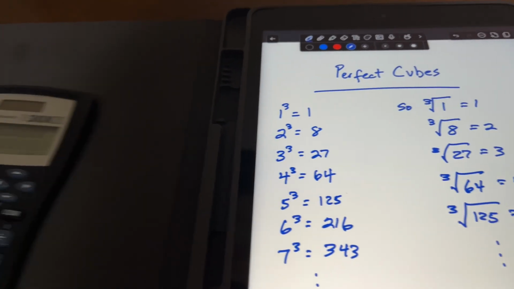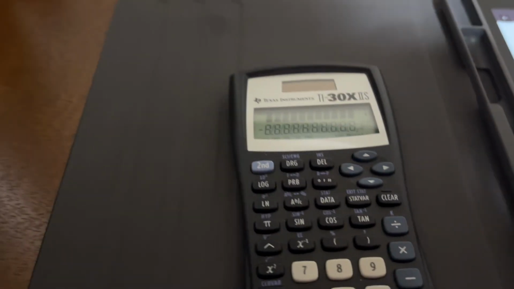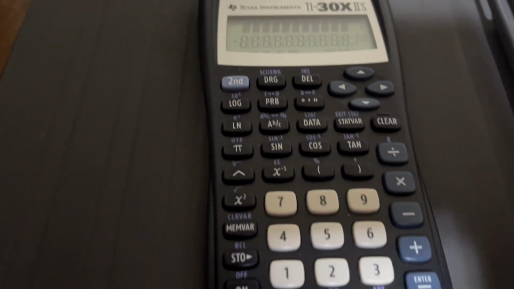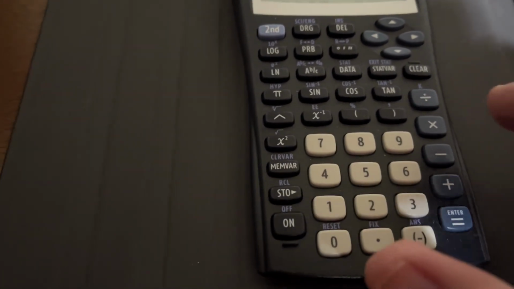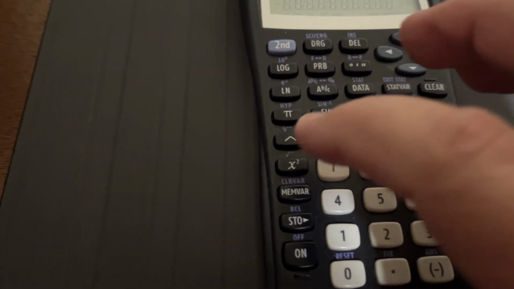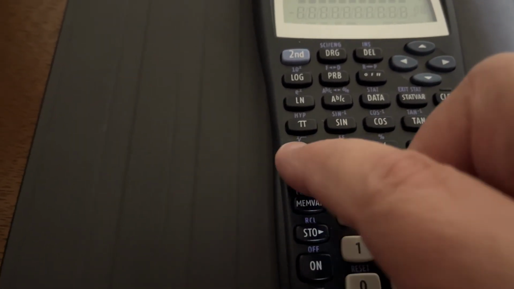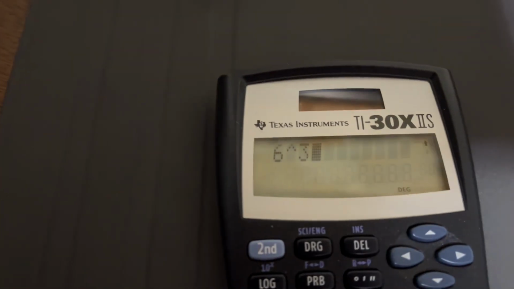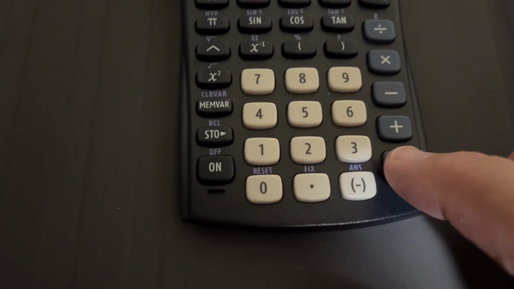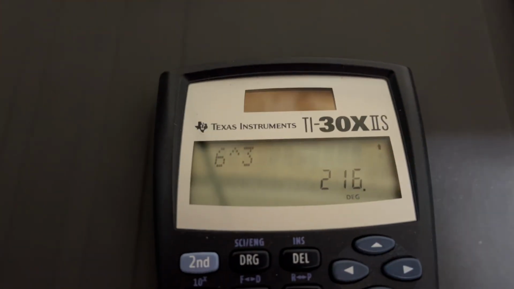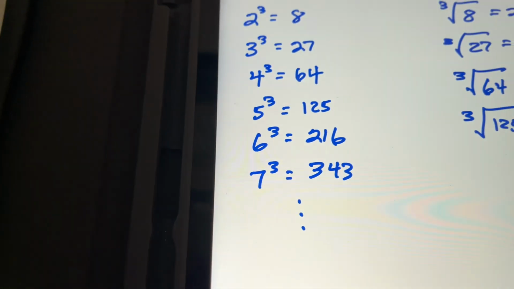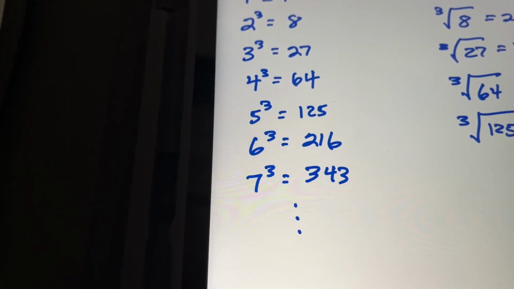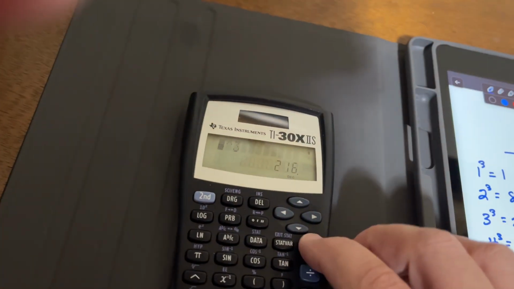Now, on a calculator, if you wanted to raise something to a power like that, let's say I wanted to do 6 to the third power. So I would hit 6, then this button, they call it a caret button, and then I would hit the 3. So it looks like that on the screen, 6 raised to the third power, and then of course I would push enter, and notice it tells me that that's 216. So 6 cubed is 216. All right, so that's all well and good.